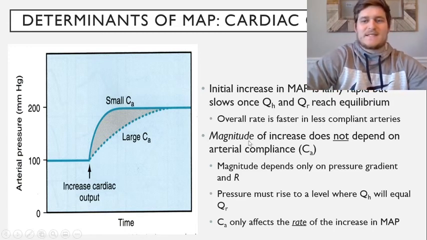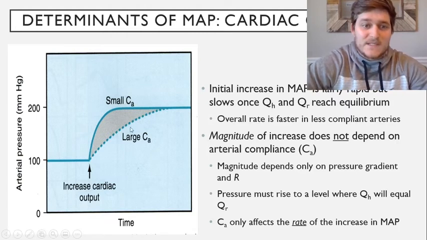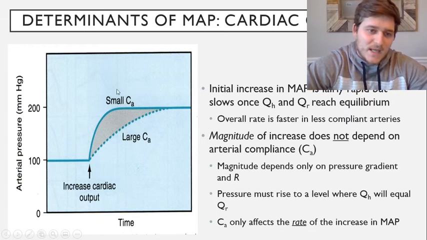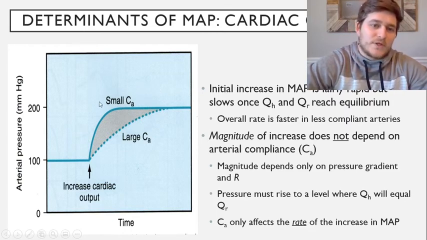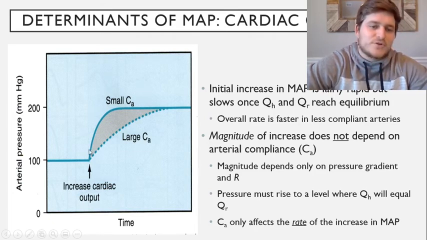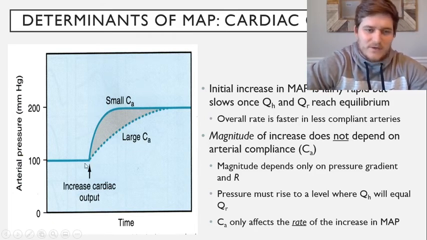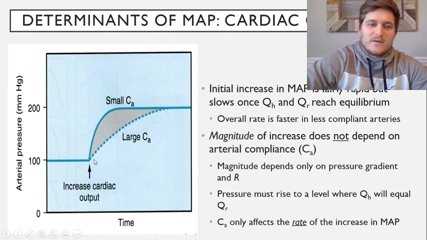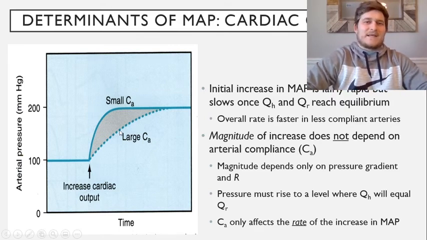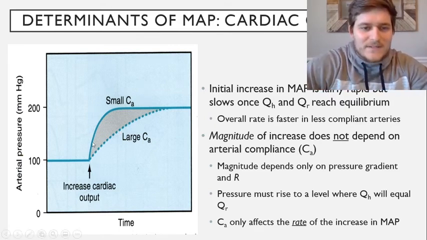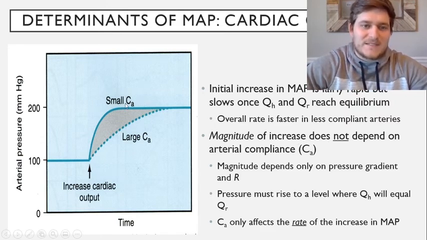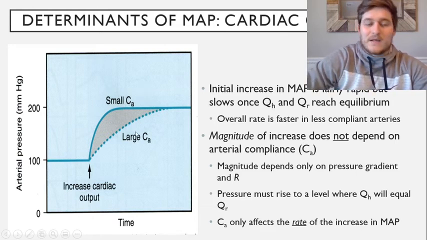Now, as far as the rate is concerned, this is going to be dependent upon the compliance of the arteries. If you look at more rigid, less compliant arteries, you're going to see that rate and that pressure dramatically increase. It's going to increase a lot quicker than if you had more compliant arteries, right? But again, note that I said rate, which is the amount of time. The magnitude is not going to differ based on the compliance of the artery.